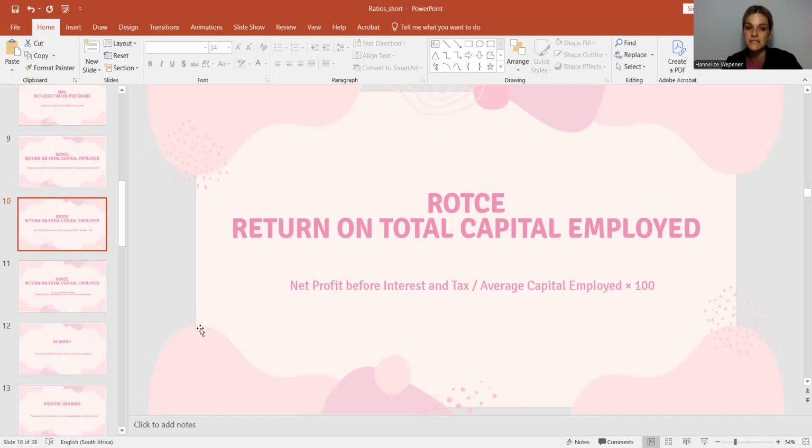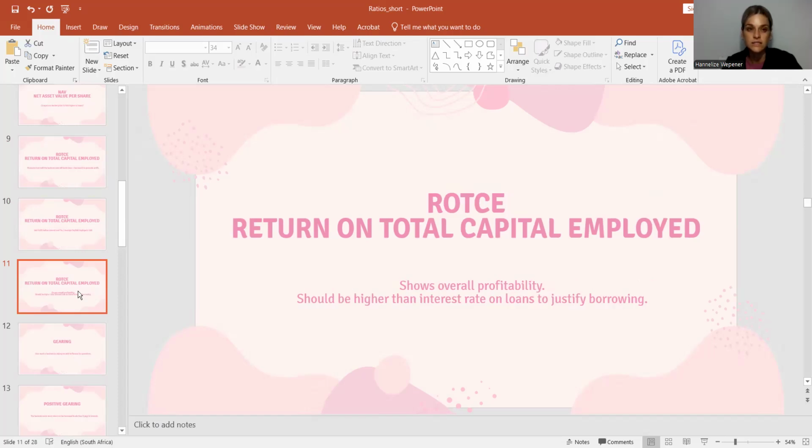And we want this percentage to also be higher than the interest rates. And the reason here is because you are borrowing money, and you don't want to borrow money at an interest rate that is higher than the return that you are making on that capital, or the return that you are making by using the capital to generate profits.